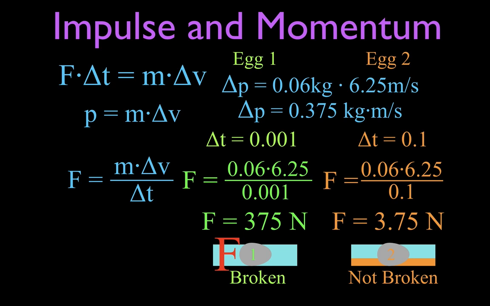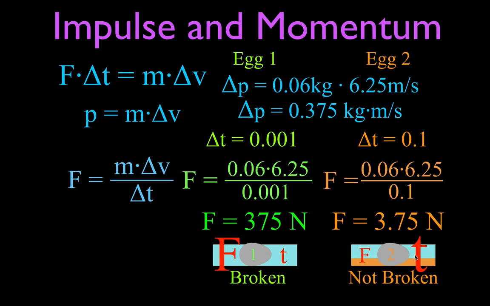Okay, so another way to think of it a little bit intuitively is that egg number one feels a very big force and that force is applied over a very short period of time. Egg number two, sometimes we say the force is smaller because the force is applied over a much longer period of time. Okay, so egg one, big force, short period of time. Egg number two, small force, applied over a much longer period of time. All right, so there you go. That's the relationship between impulse and momentum.